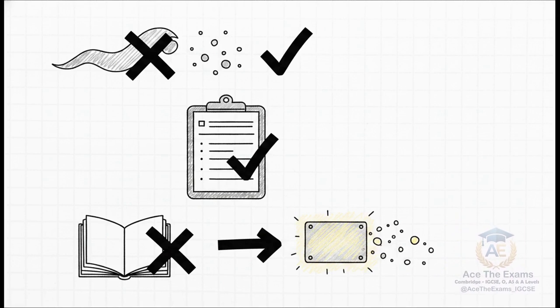Warning number 3, answers are not specific to the context given. This is a huge one. This is writing a generic, memorized textbook definition of a photon when the question specifically asked how the photon concept explains the threshold frequency of a particular zinc plate. You absolutely must tailor your memorized facts to the exact scenario on the paper.